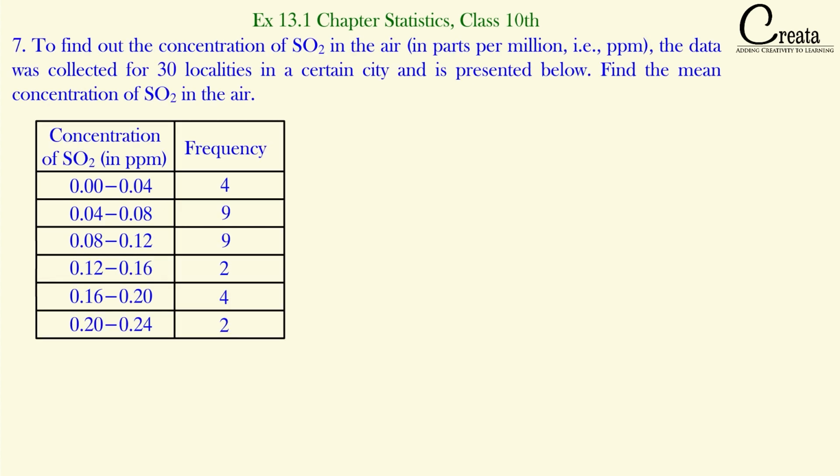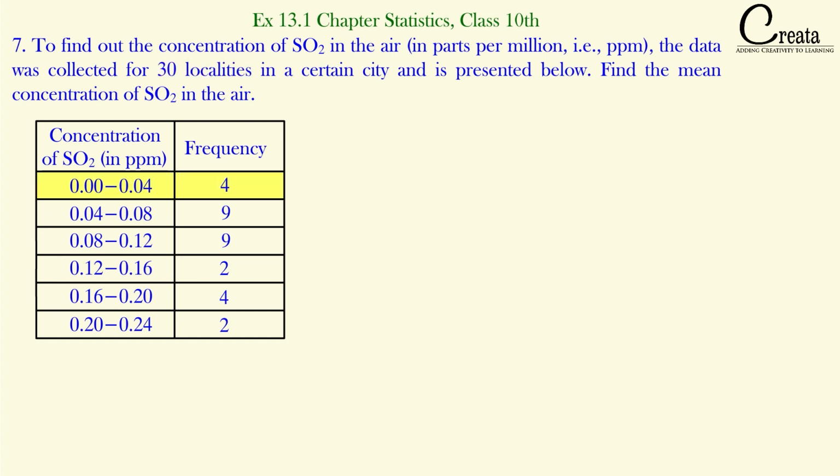So this is question number 7. Firstly, let's observe the question. In this question, the data related to the concentration of SO2 is given. Also, the frequency is given. If you refer to the question, it is given the data was collected for 30 localities. It means here frequency is the localities.